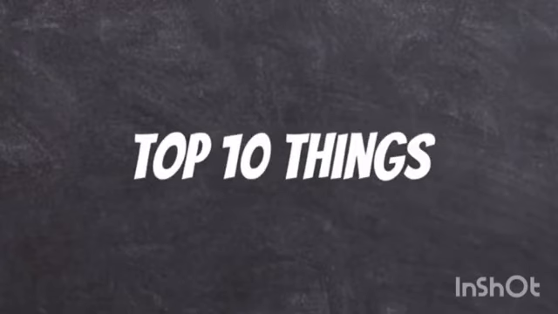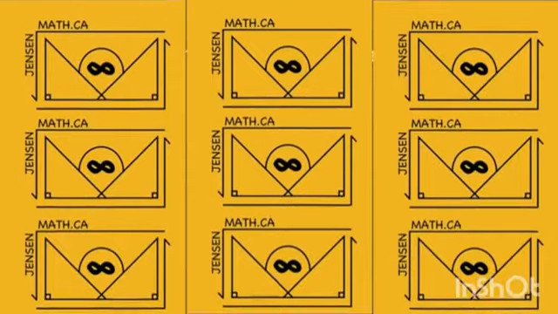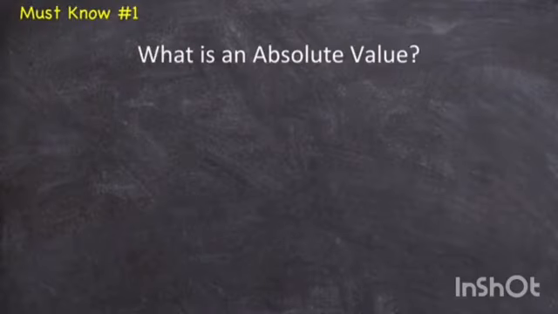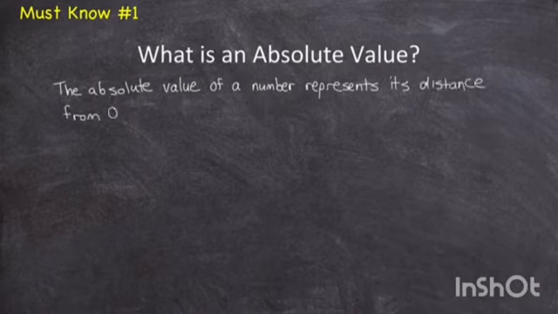Here are the top 10 things you need to know about the absolute value function. Must know number 1. What is an absolute value? The absolute value of a number represents its distance from 0 on a number line, regardless of direction.